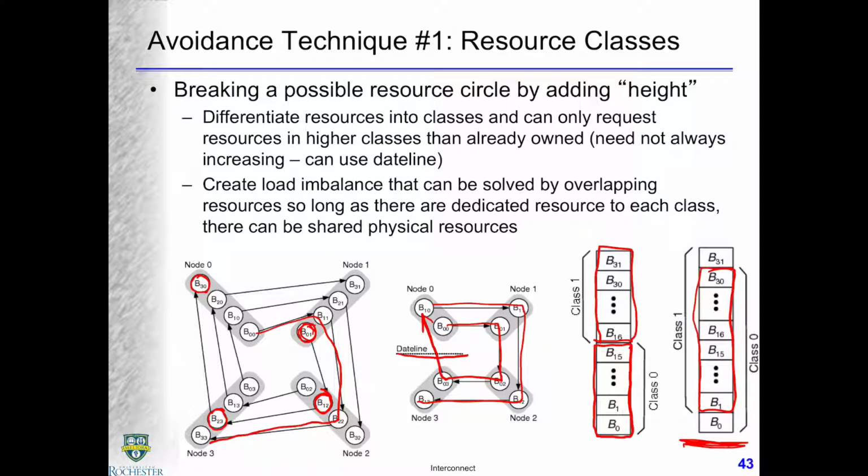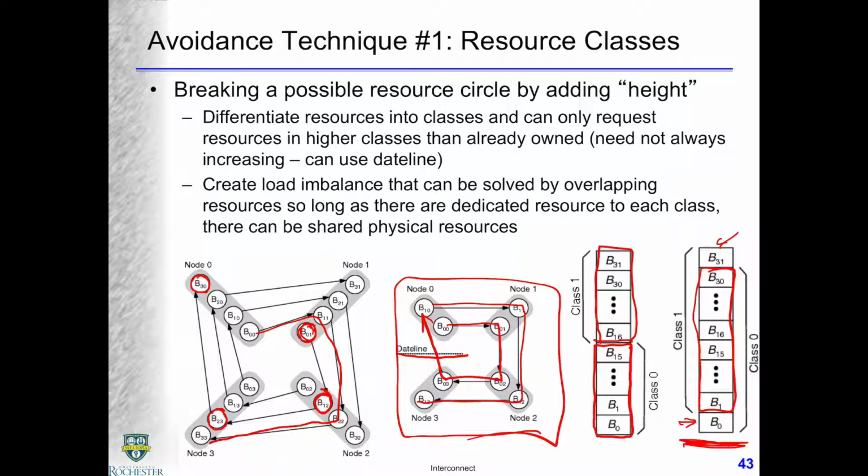Okay. But B31 is dedicated for class 1. B0 is dedicated for 0. Okay. So some resource is dedicated. And that therefore the property that we already discussed over here, that I don't have deadlock, is still valid.